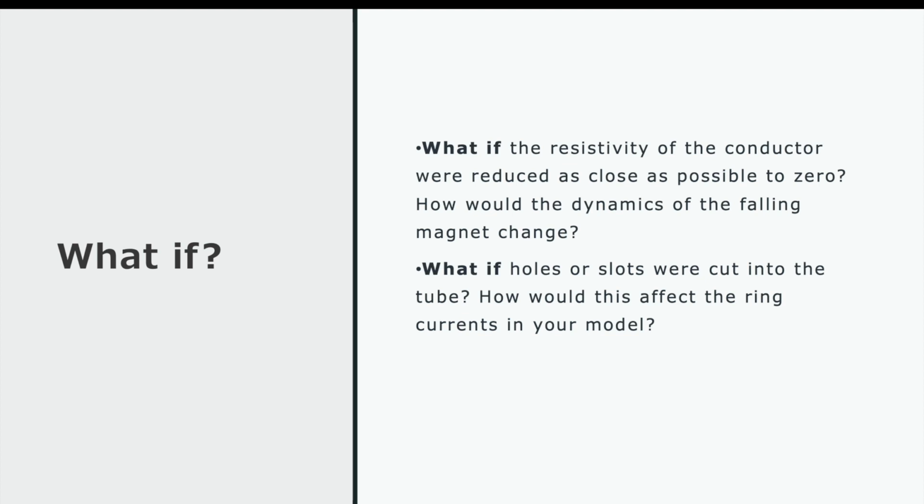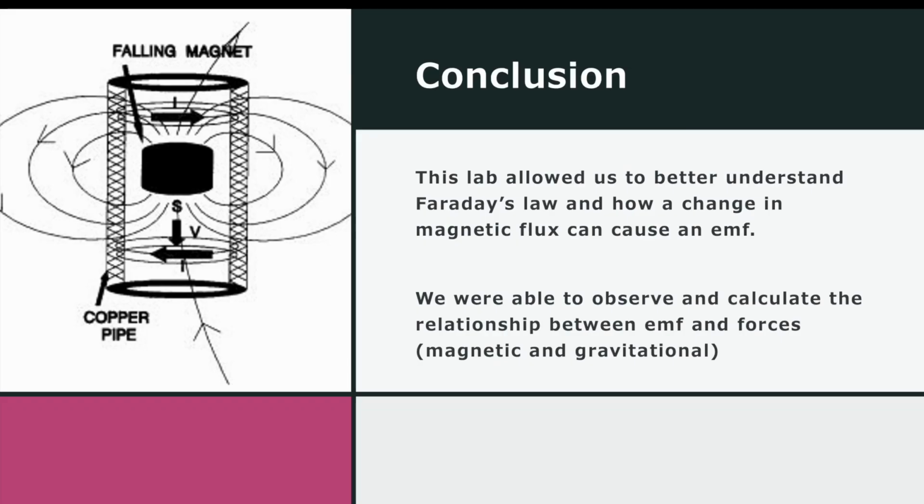What if the resistivity of the conductor were as close as possible to zero? How would the dynamics of the falling magnet change? The magnet would fall slower through the tube if our resistivity was zero. And what if holes or slots were cut into the tube? How would this affect the ring currents in your model? To account for this, the magnet would fall quicker because you have less material, and to account for this in our model, we would either need to reduce the height of our tube or reduce the radius.